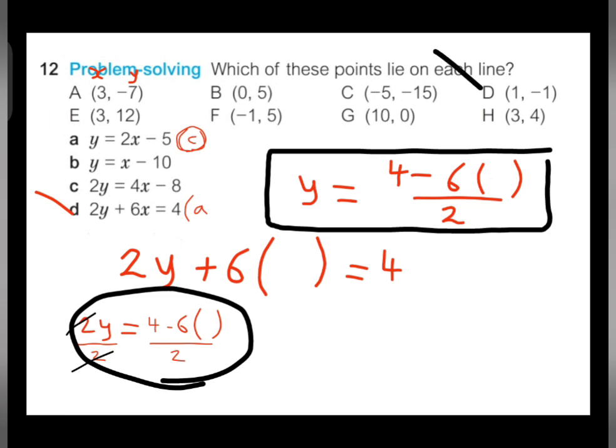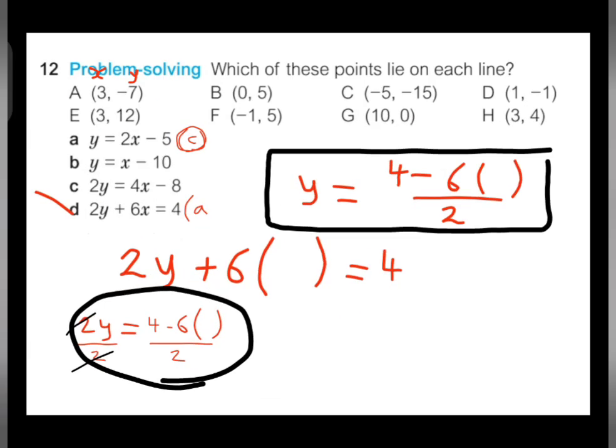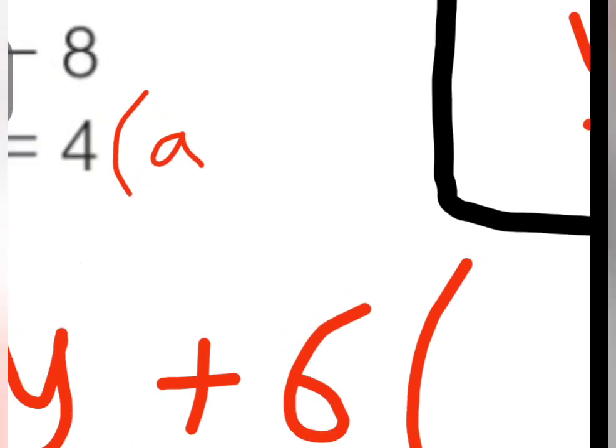And I think you got the idea. Same idea. You put x, you find y. If it's the same in the point, it means it's on the line. If it's not the same, it's not on the line. Now the last point here is D. We put 1 instead of x. 1 times 6 equals 6. And then 4 minus 6 equals negative 2. And then negative 2 divided 2 equals negative 1. And here we have negative 1. So the point lies on the line. So we write D next to the line here.